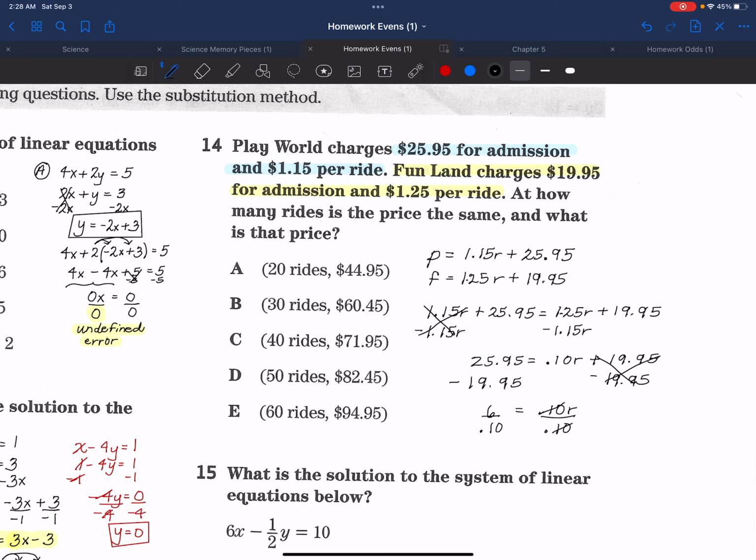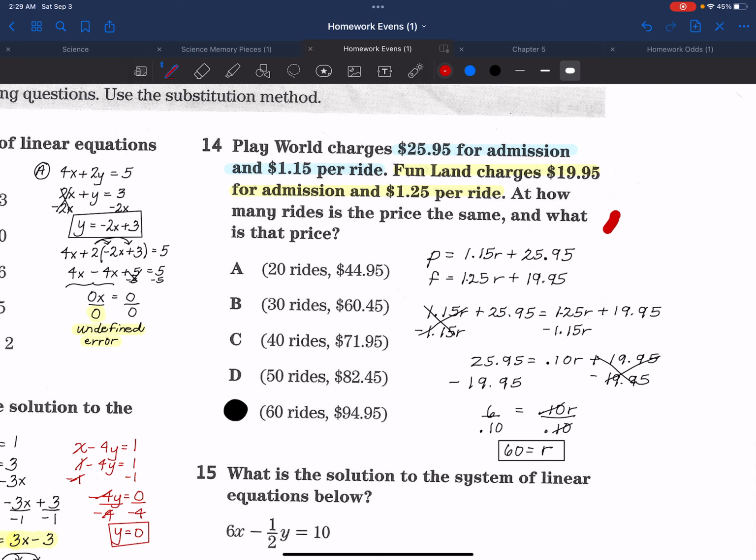And so when the rides are 60, we have a situation where the two scenarios are equal in price. So I like answer E, but let me check that just to see that the Y value is correct.